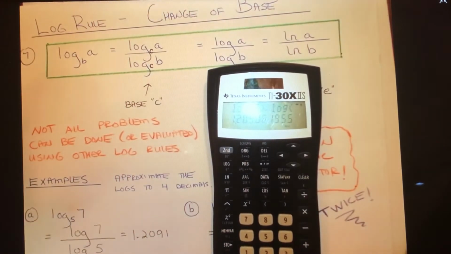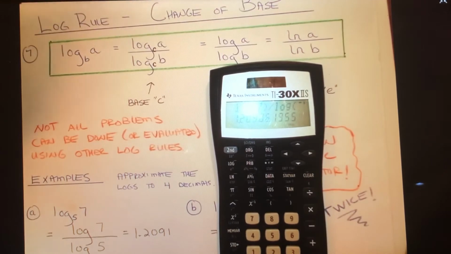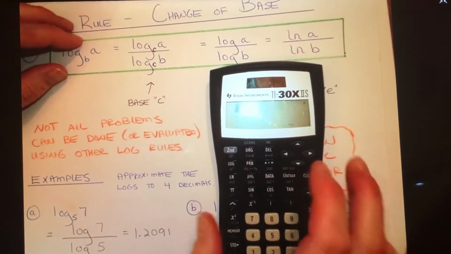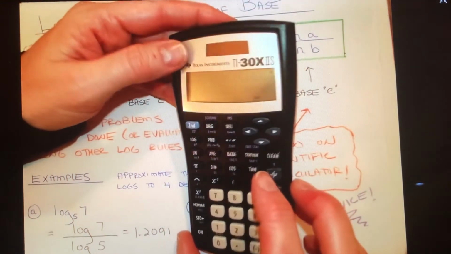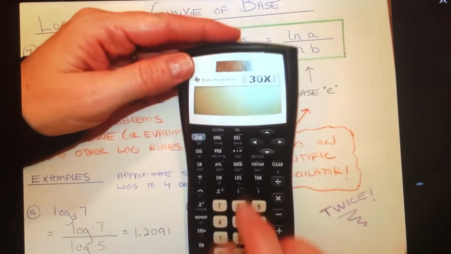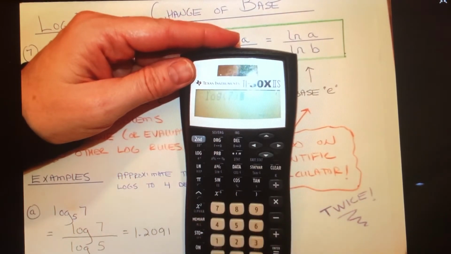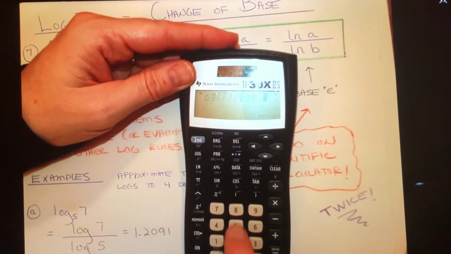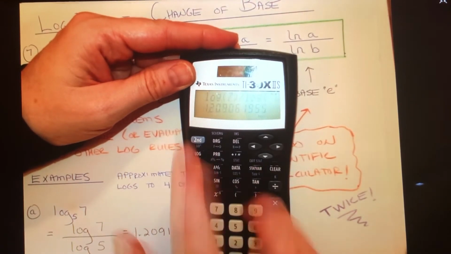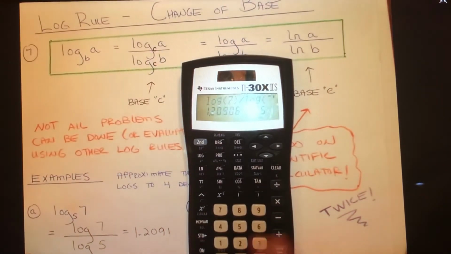1.2091. Now, again, the advice I suggest is let's do it twice. Make sure we get the same answer to try to eliminate the potential for any calculator mistakes. So I'm going to do, again, the log of 7, and I want to divide that by the log of 5. And I got the same answer, so I'm feeling pretty good about that, and I will move on.